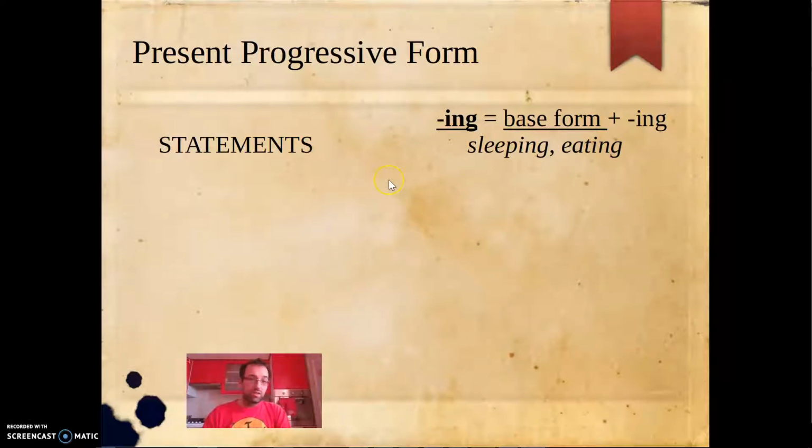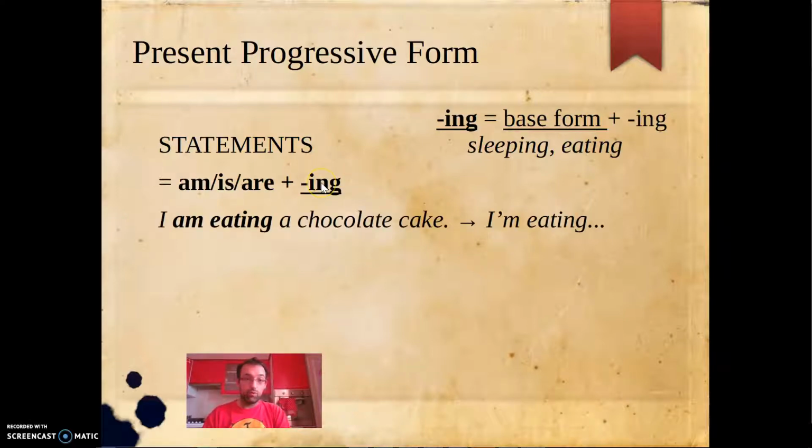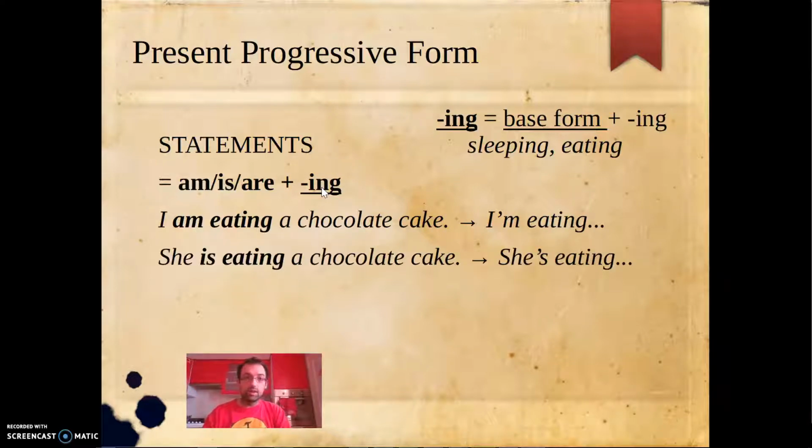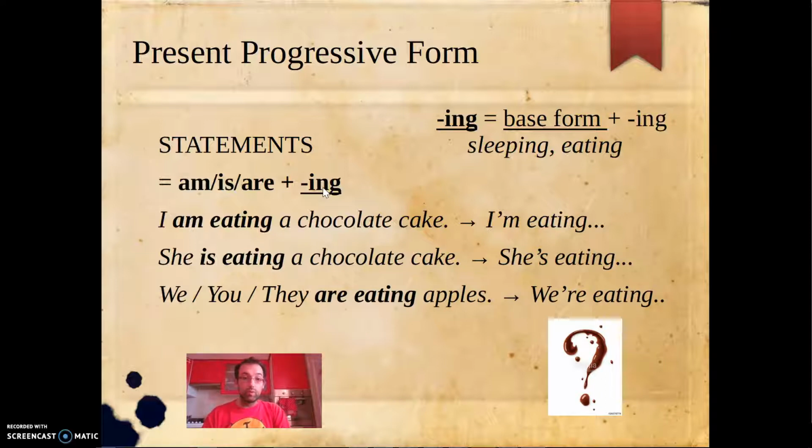And in statements, this looks as follows. Am, is, or are, the auxiliary verb to be, followed by the ing form. So I am eating a chocolate cake, or I'm eating a chocolate cake. She is eating a chocolate cake, or she's eating a chocolate cake. And we, they are eating apples. Apparently, we are all out of chocolate cake again. We're eating, or you're eating, or they're eating.